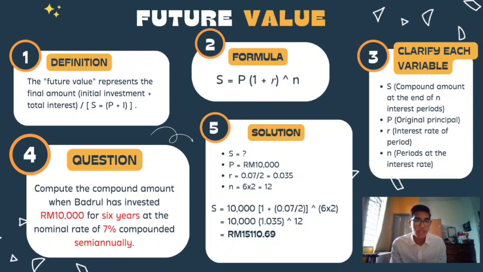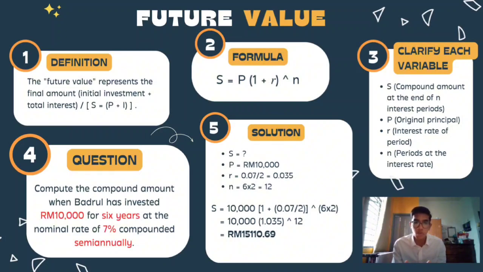Compute the compound amount when Badrul has invested 10,000 ringgit Malaysia for 6 years at the nominal rate of 7% compounded semi-annually. First and foremost, let me highlight the significant keywords, which are 10,000, 6 years, 7% and compounded semi-annually. And the solution for the question, we will use the formula S equal to P bracket 1 plus R bracket power of N. We will compute the future value.